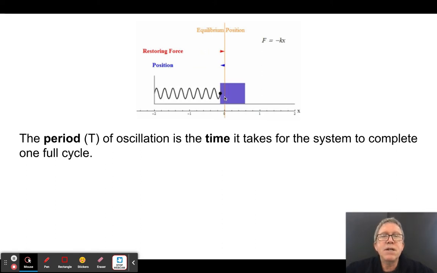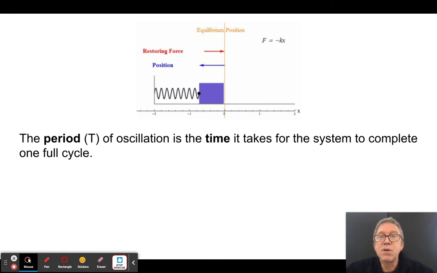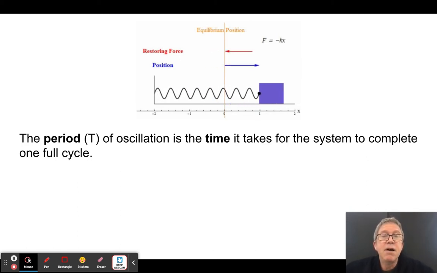And then the time it takes to get from here and back to here is going to be the period of it. So let's just count Mississippis, as I grew up doing. 1 Mississippi, 2 Mississippi, 3 Mississippi, 4 Mississippi. It's about 4 seconds, which is the period of that oscillator.